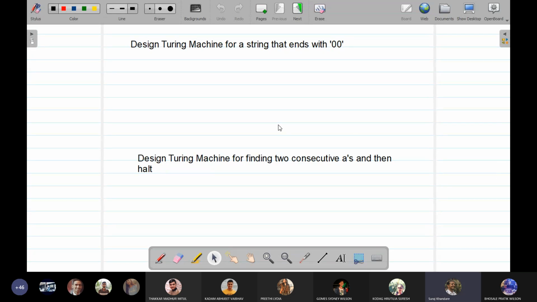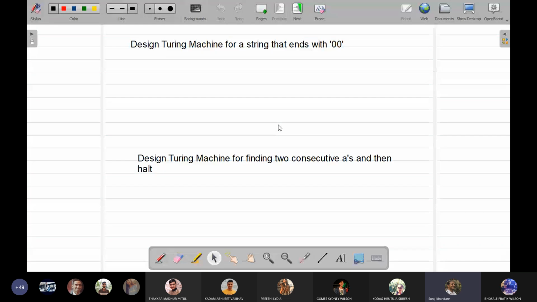So first we'll be seeing a problem on Turing machine. Yesterday we had seen a few problems. We'll see more problems. Design a Turing machine for a string that ends with 00. This type of problem we have already solved using finite automata, TFA. There was a logic that we had seen. We had made a table, and after that, we had constructed the diagram.